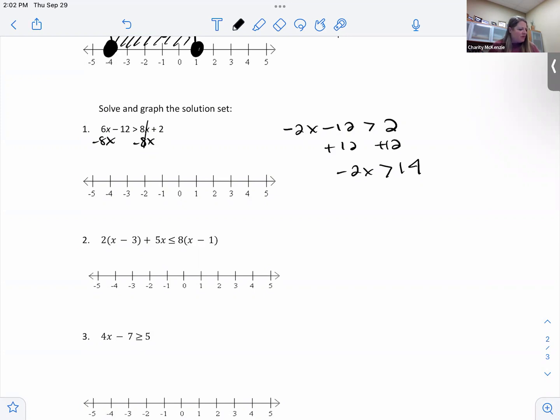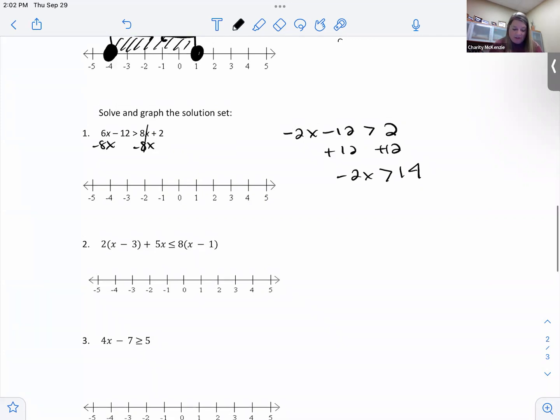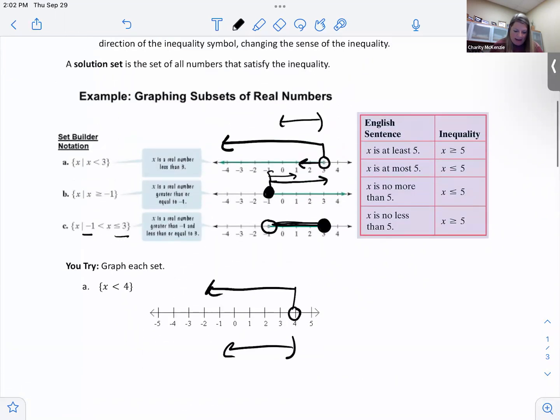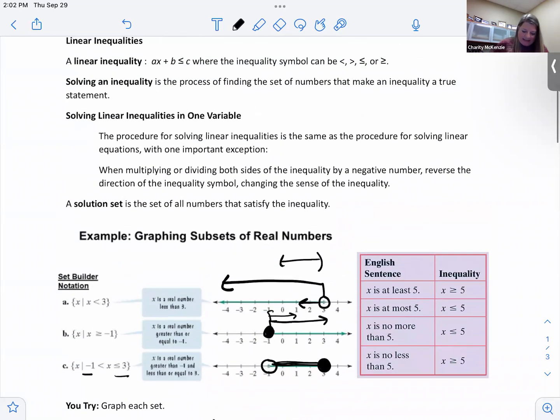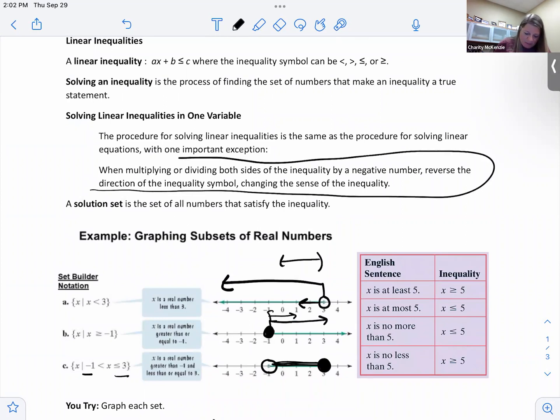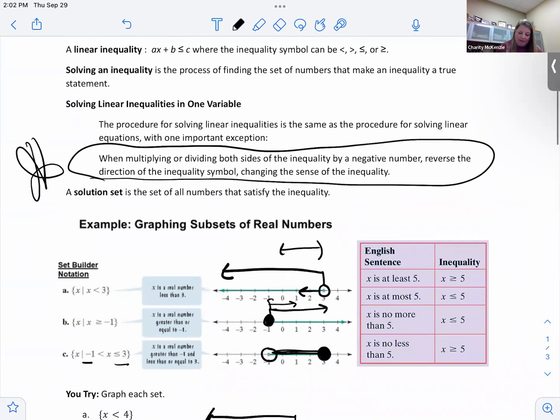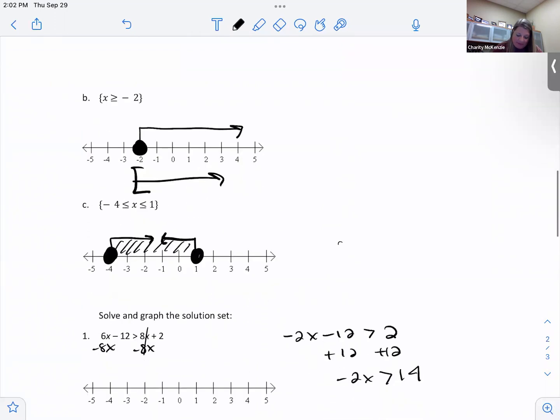I thought that was on the top. Yes, okay, it is. I'm going to scroll up just for a second. Right about here. It says when multiplying or dividing both sides, it will reverse the direction. Okay. I forgot to mention it when I started, right? You got to star that, circle that for yourself.